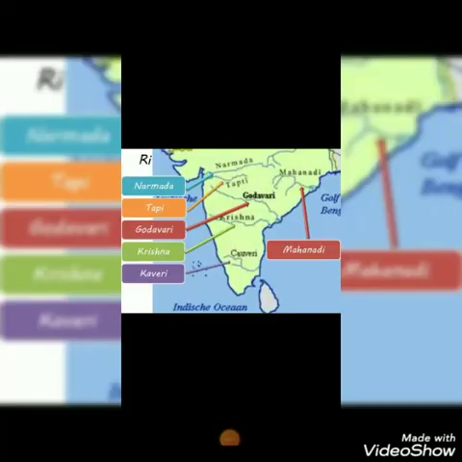Now we will talk about the Indian peninsular rivers. I already told you what we mean by peninsular rivers. They do not have a continuous flow and have a seasonal impact, and in summer they have less water due to dry conditions. Here you can watch the physical map of India: the Narmada, Tapi, Godavari, Krishna, Kaveri and even Mahanadi. These are the Indian peninsular rivers.